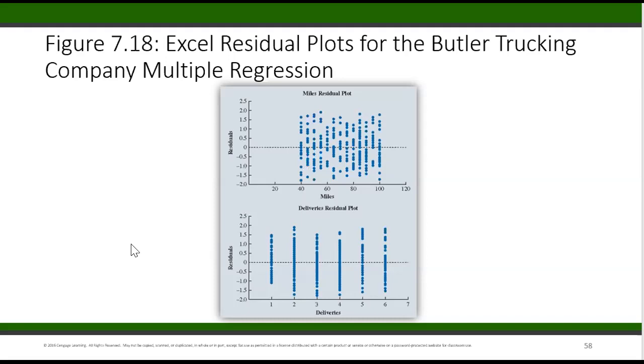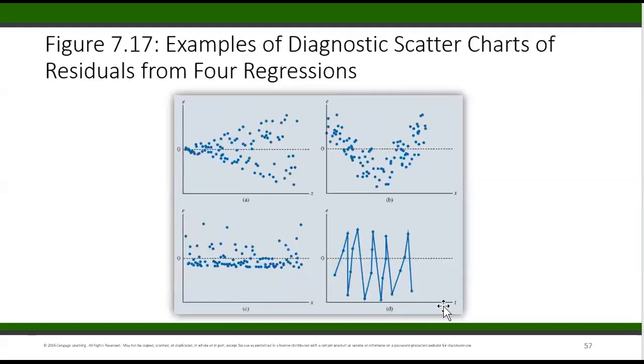You just have to have the scatter chart of residual with respect to the time of selection or with respect to the order of selection. And if you see a pattern, that violates the randomness condition, the independence condition between errors.